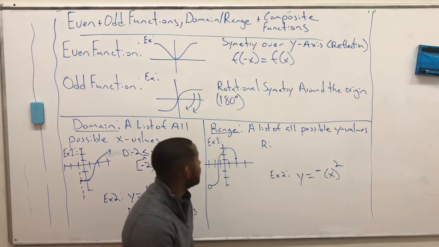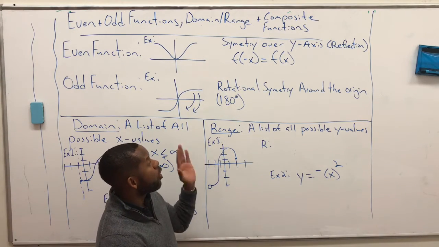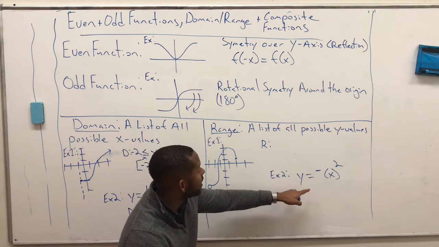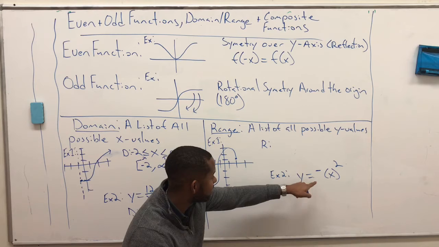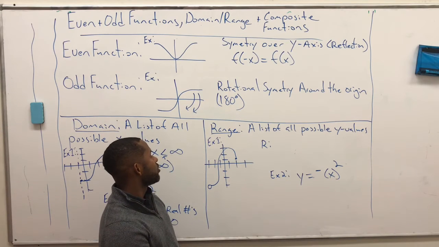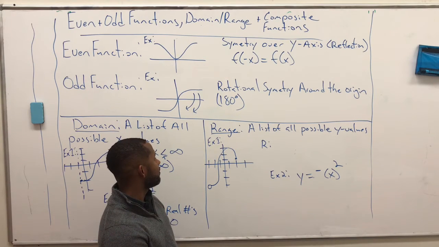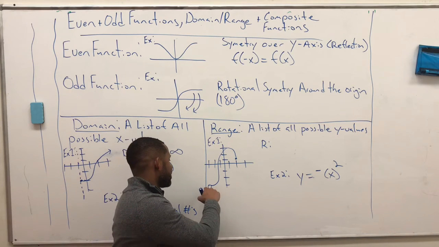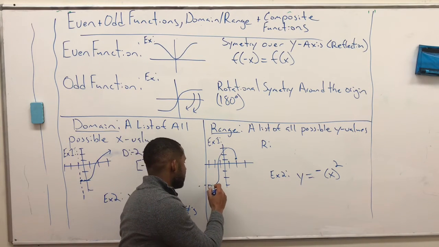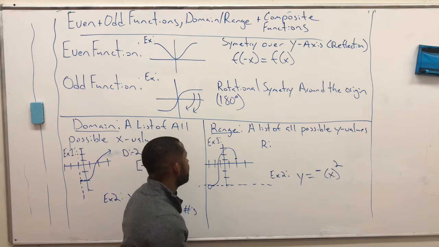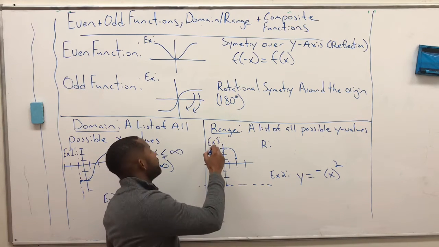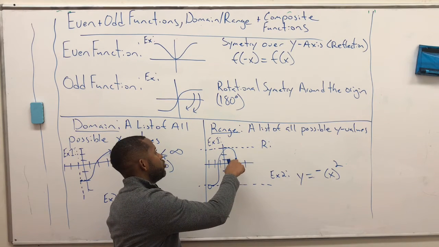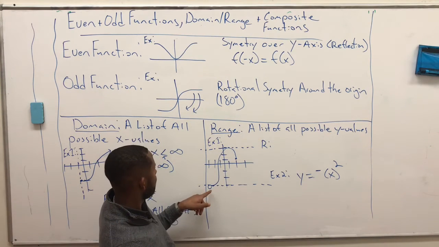Alright, let's look at range. Range is a list of all the possible y values now in a graph, or possible y values, outcomes in an equation. So in this part, I'm looking at this and I'm seeing range. Okay, so now I'm talking about y values. I see the lowest I ever go is right here on the y-axis. The highest I ever get to on this graph is up here on the y-axis. Don't let this part fool you because the graph goes higher than here.